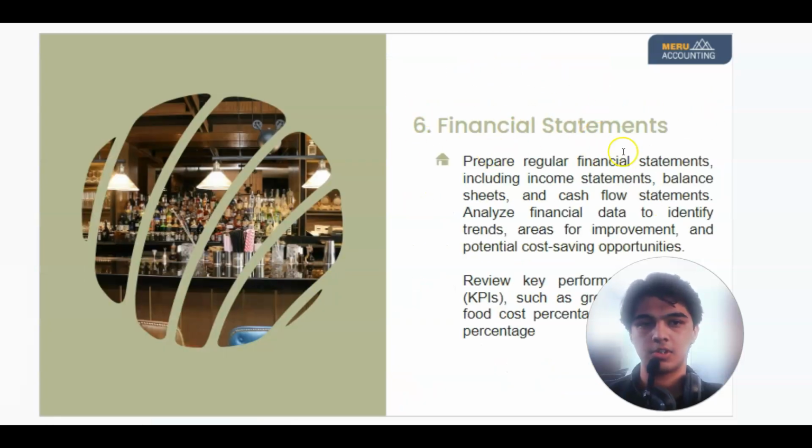Now, financial statements. Every business needs a financial statement to have an insight into their financial health, how they are growing through the years, and how they are tracking success.